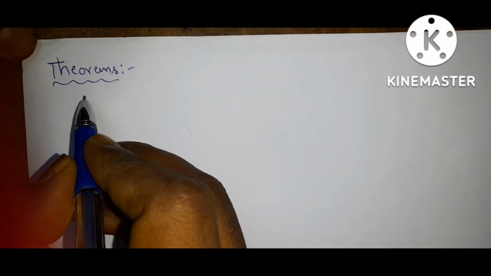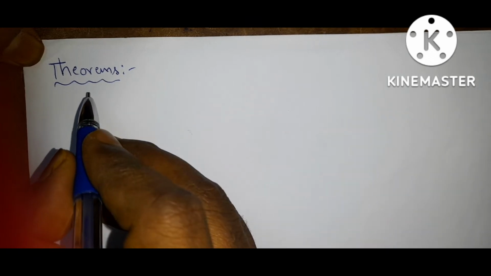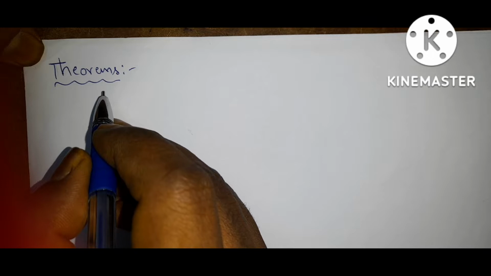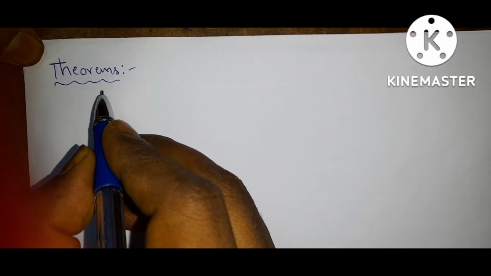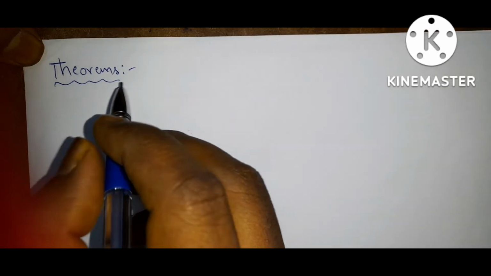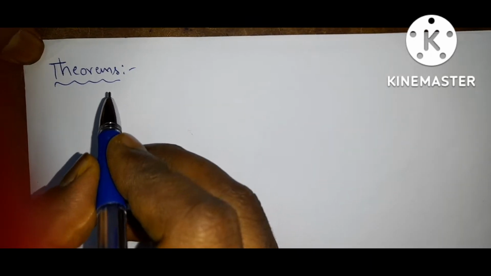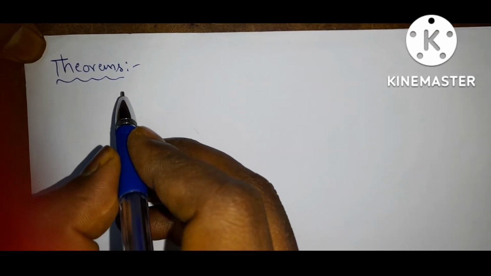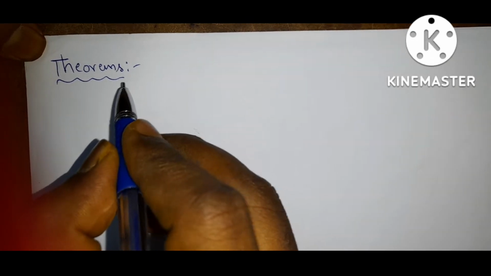Hello everyone, our next concept is module 2 theorems. Why do we go for the theorems even though we have nodal analysis, mesh analysis and KCL, KVL? Because if a complicated network is given, complicated network means the network contains many sources, many meshes, many nodes and many passive elements, and you want to find the response of any particular branch, then we use theorems.